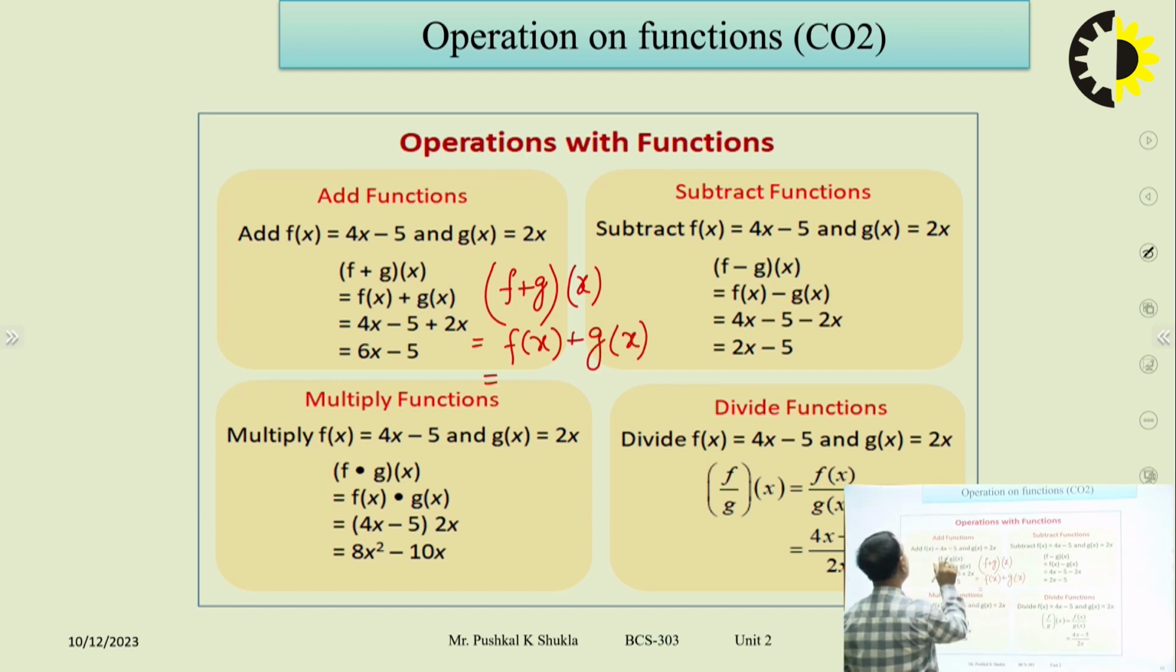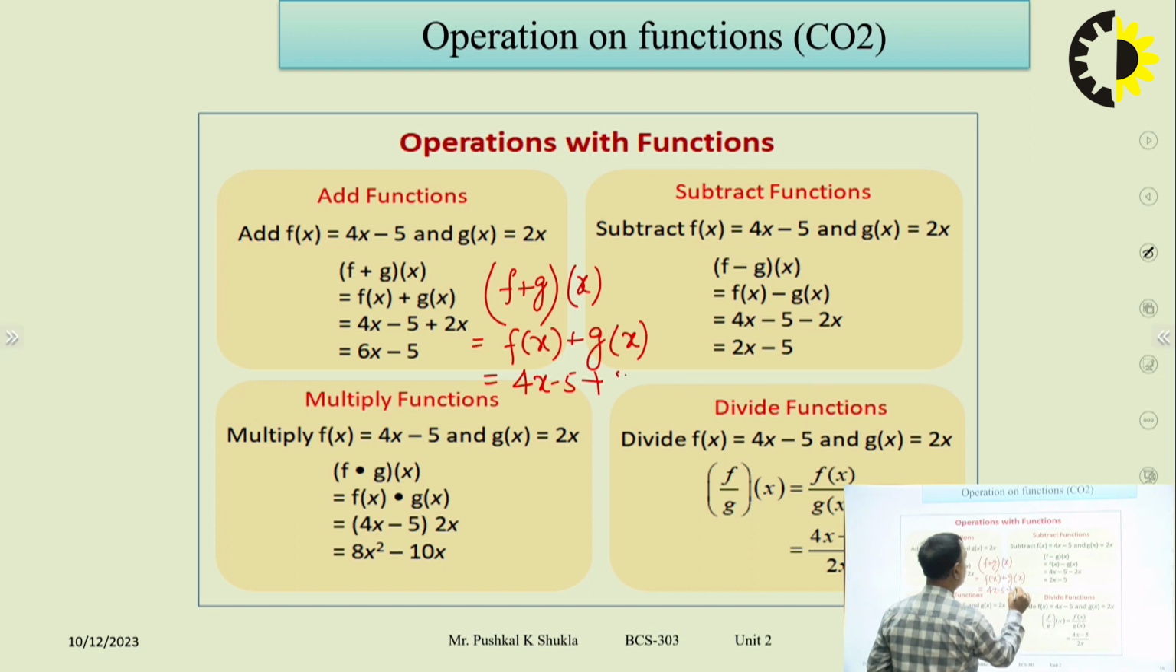This is equal to the function f(x) equal to 4x minus 5 plus g(x) equal to 2x. So this will be 6x minus 5.